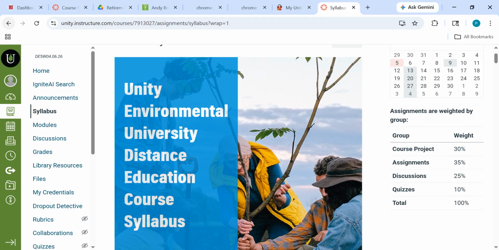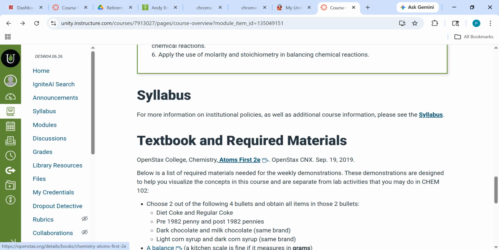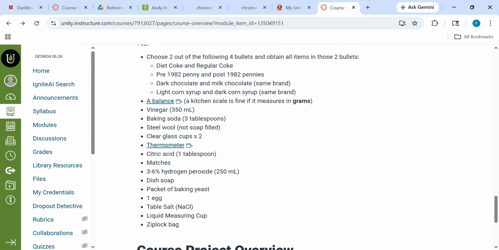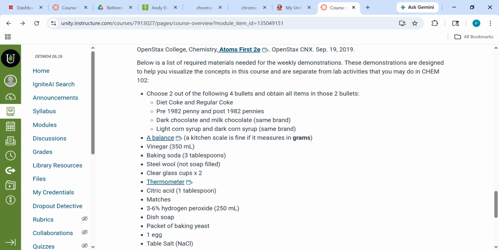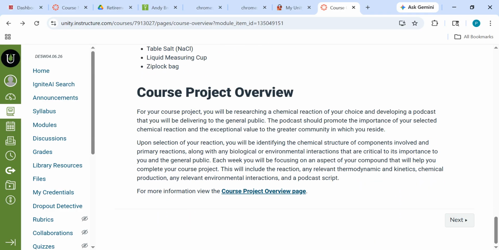So I'm going to go back out from here. We say the textbook is here. The syllabus is what we went over. These are things that you're going to need for lab this term. Be sure to get all of these before the lab starts. You can get them easily in a regular store, and be able to perform your lab when you need it. Okay, the course project is here.